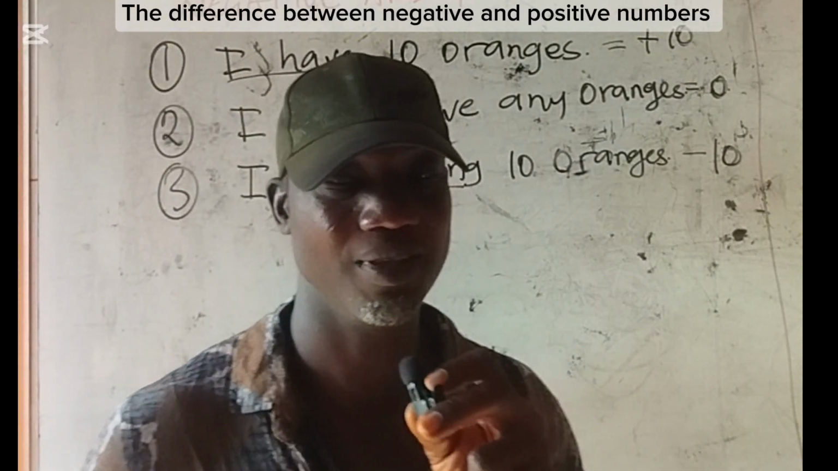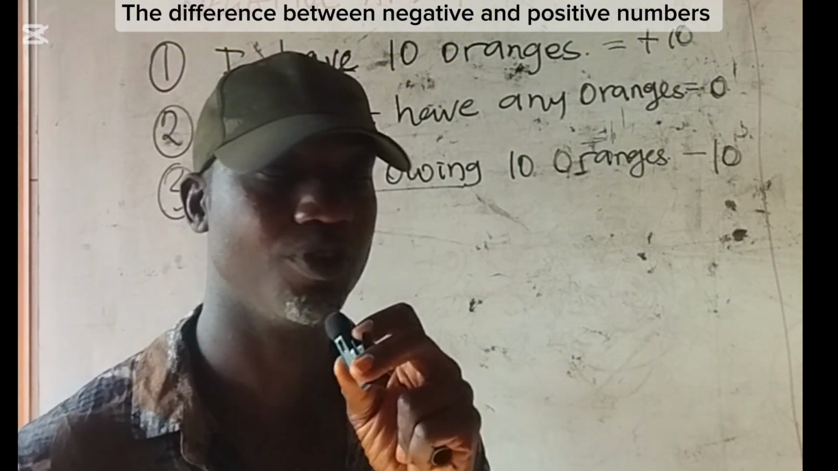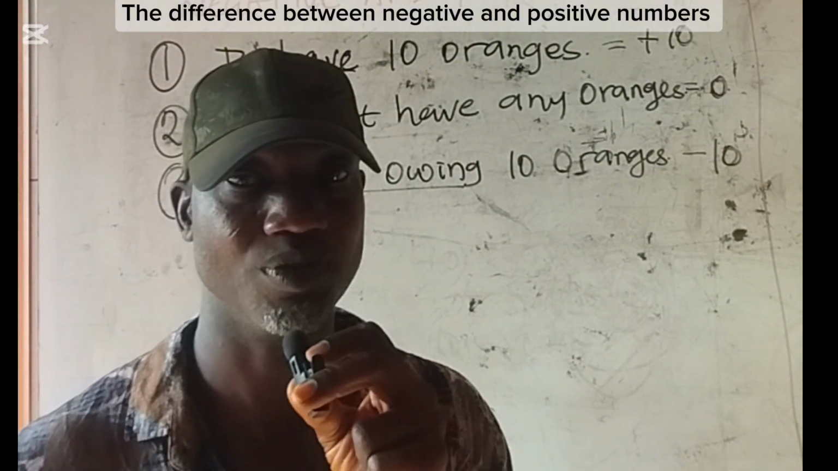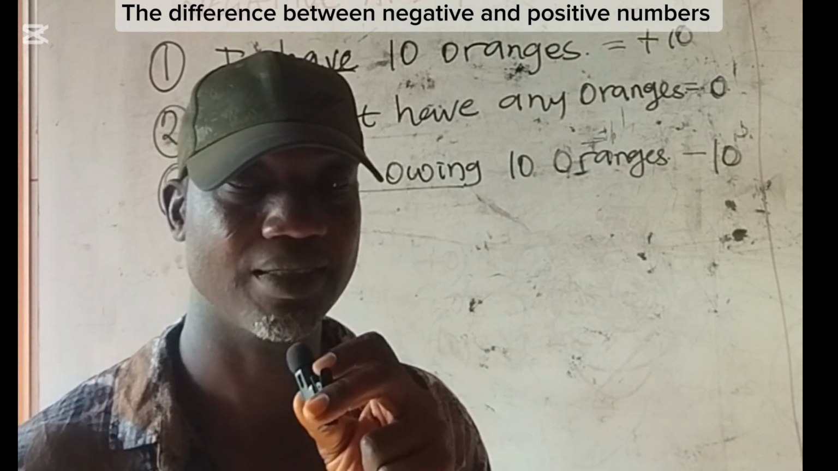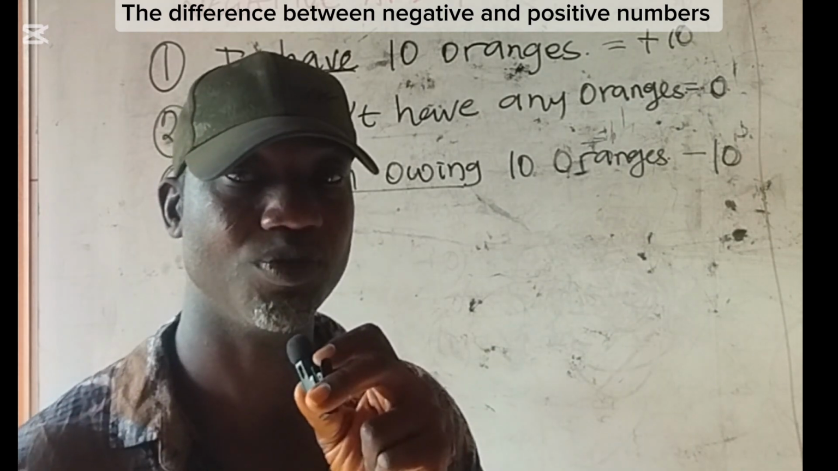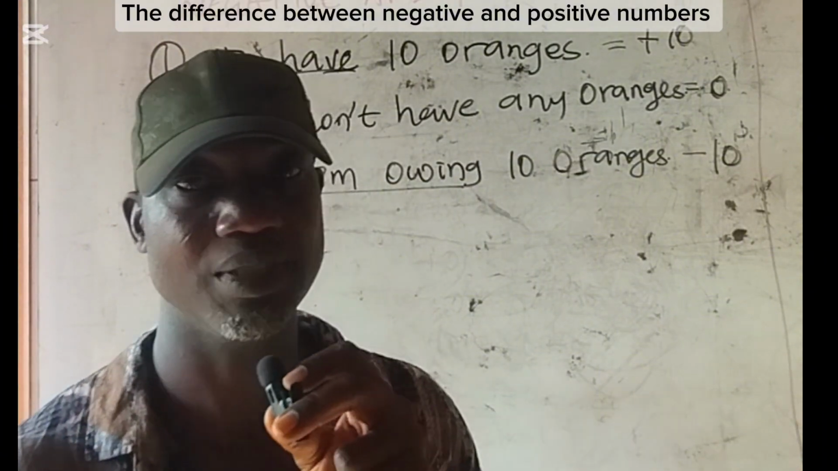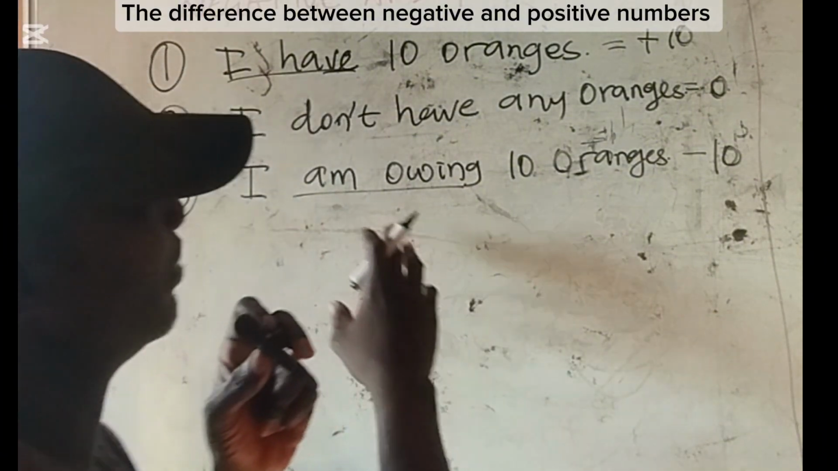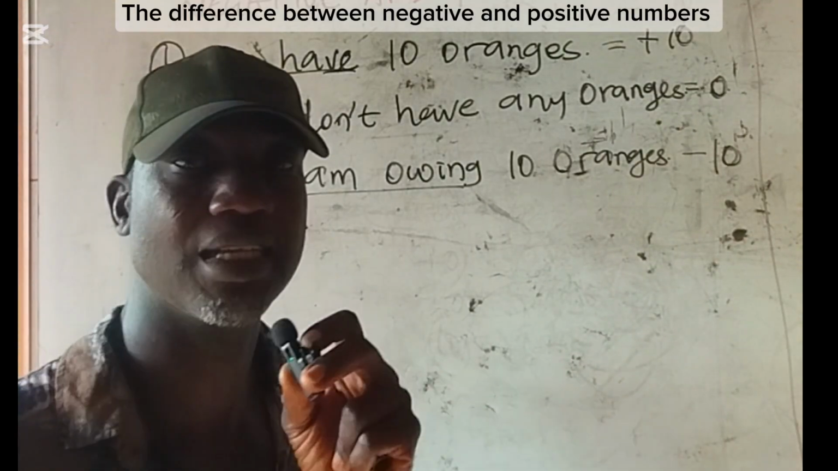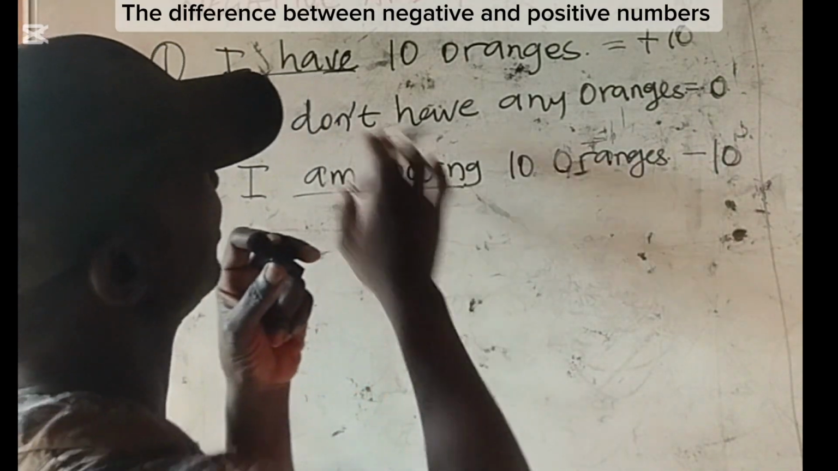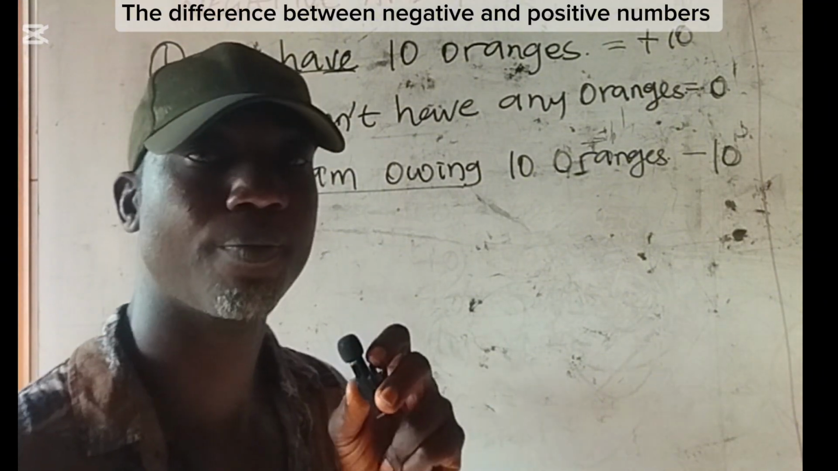It sounds so simple, but my years of teaching mathematics have shown me that this is where most of us get it wrong. We have to internalize it, we have to think about it, that positive number has to do with possession and negative number has to do with indebtedness. Just like in the case of my oranges, I'm owing 10 oranges means the number of oranges I have is minus 10. I have 10 oranges means the number of oranges I have is plus 10.